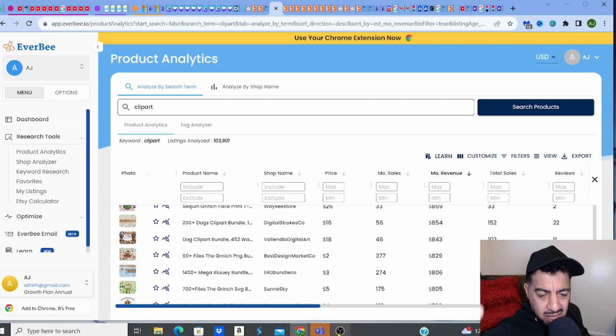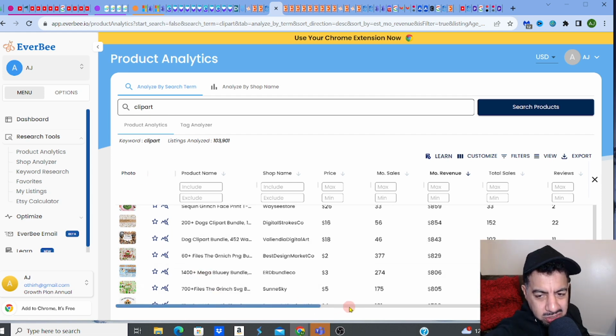So what I've done is I've gone to clip art. And remember, I said it can apply to any niche you're in. I typed in clip art when I went to product analytics, because I want to identify 3 great clip art listings. My point of doing this is I literally filtered, and there's a reason why I filtered.